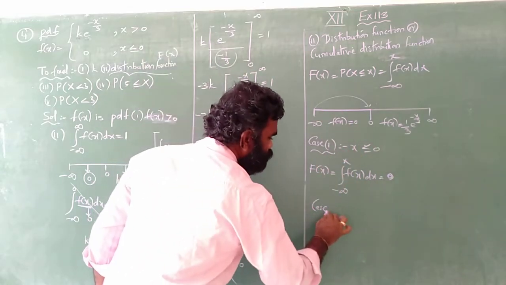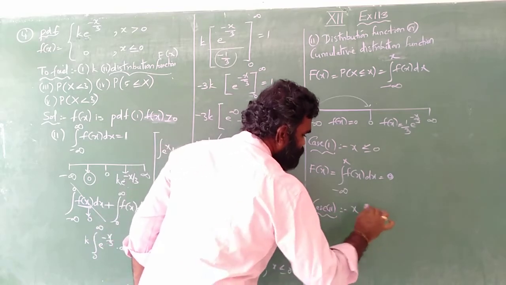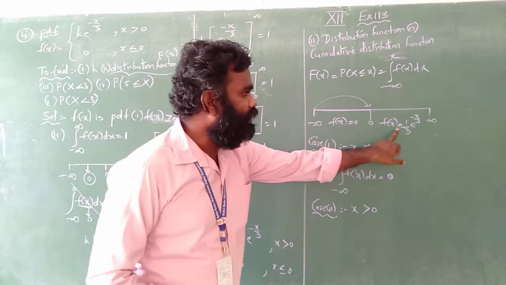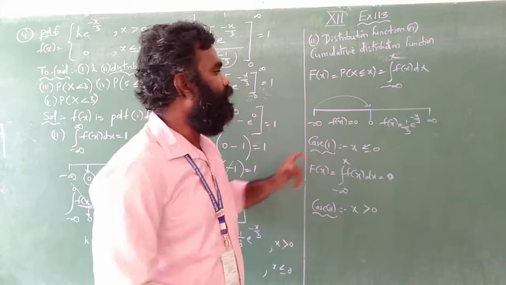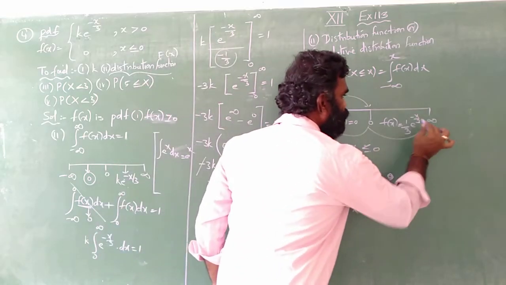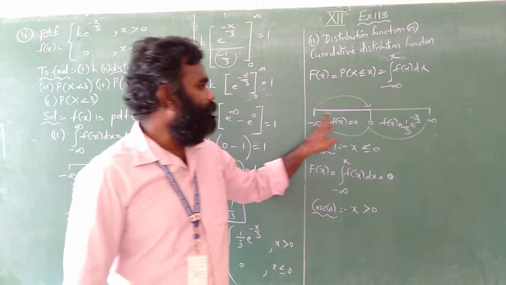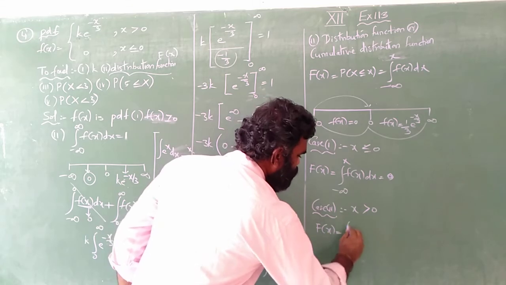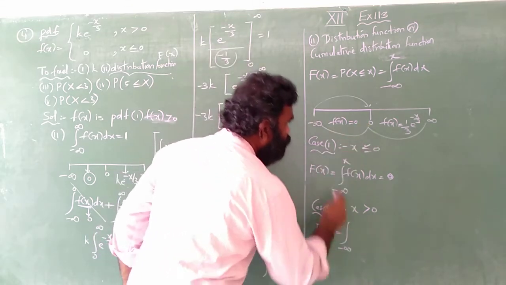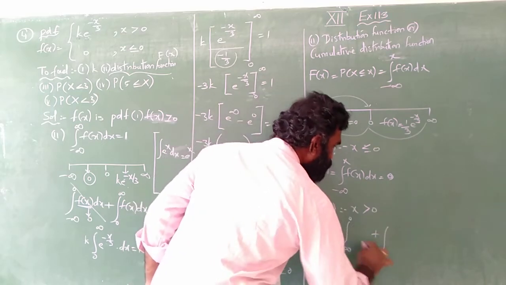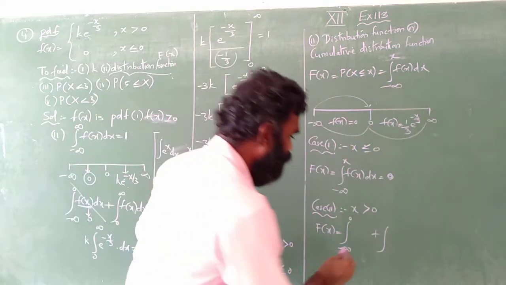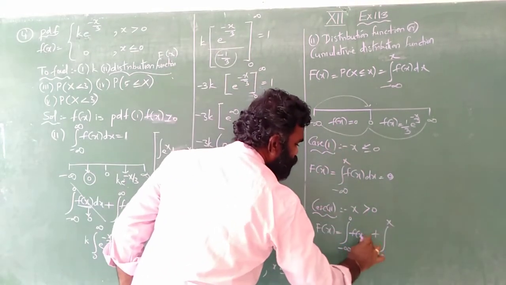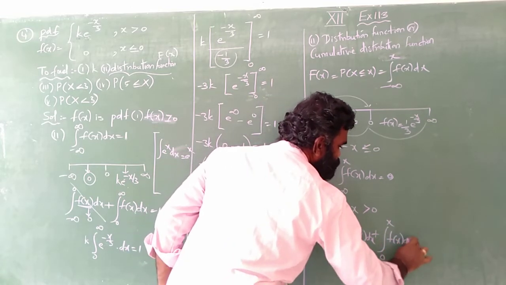Case 2. What will be case 2? Case 1 was x less than or equal to 0, so the other case will be x greater than 0. For the cumulative distribution function, I need to move from year to year, as in the third sum you have studied. How will the two intervals be occupied? Therefore capital F of x is equal to the integration from minus infinity to 0, this is the first one, plus 0 to x. I should not put infinity, I should put only x. Here f of x into dx, and here also f of x into dx.